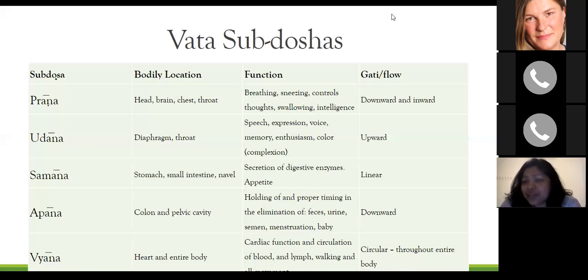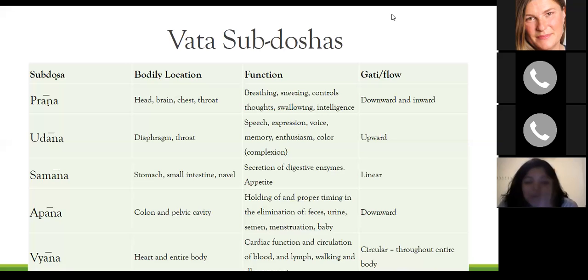Similarly, it'll start to aggravate the Samanavata because as it moves upward, it affects the next closest Vata or the next closest flow of Vata, and that's the Samanavata. So it affects the Samanavata. There will be an irregularity in the digestive capacity and the expression of appetite.